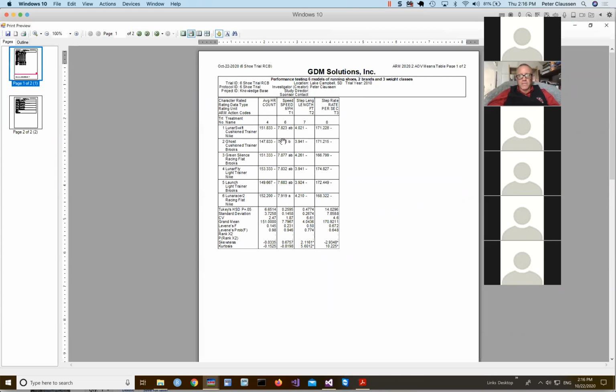Now, the problem with this comparison as it is, Ghost is a cushion trainer and it's produced by Brooks running shoes, where Lunar Racer is a racing flat and it's produced by Nike. So how do we know which is which? How do we know which of those two things that make Lunar Racer different from Ghost make them different from each other? Well, that's where we move over to.